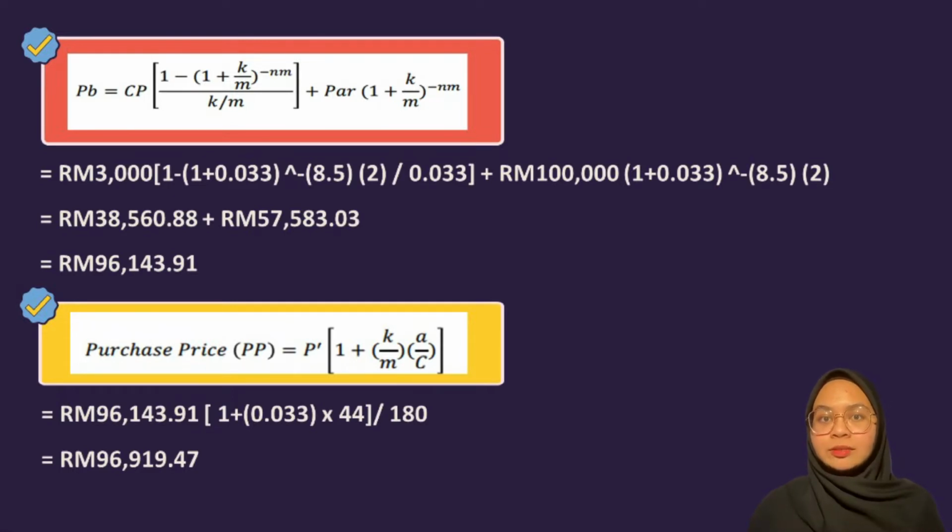Following that, we now need to find the purchase price, in which the formula is purchase price equal to P prime multiplied by 1 plus K over M multiplied by A over C. Once again, key in the numbers, in which the P prime is 96,143 ringgit 91 cent, K over M is 0.033, A is 44 and C is 180. So, from the formula, you will get 96,143 ringgit 91 cent multiplied by 1 plus 0.033 multiplied by 44 over 180. You will get the answer of purchase price at 96,919 ringgit 47 cent.